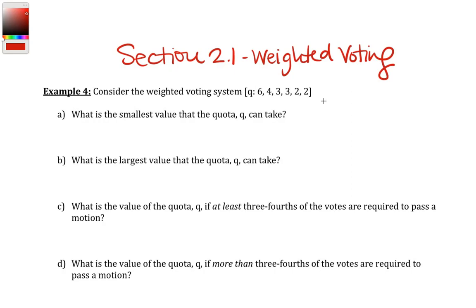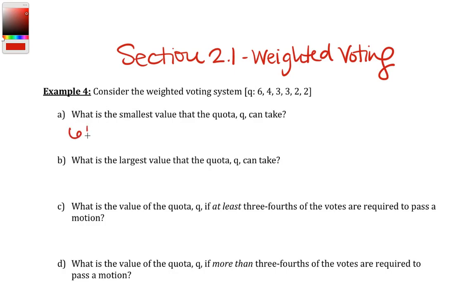We have the quota, which is represented by Q, and there are 6 players. They have 6, 4, 3, 3, 2, and 2 votes. All right, first we want to know what is the smallest value that the quota Q can take. And let's remember, the quota Q is always at least the majority.